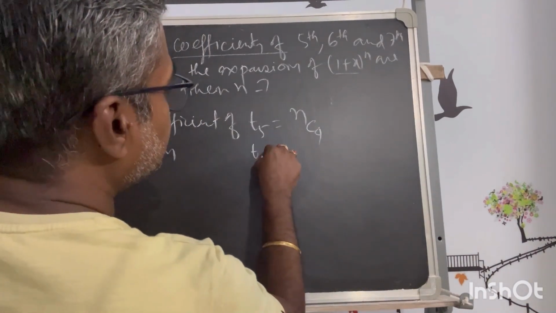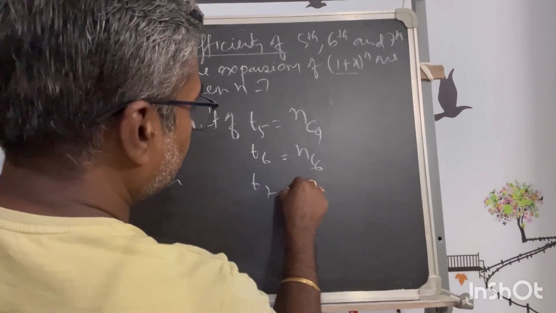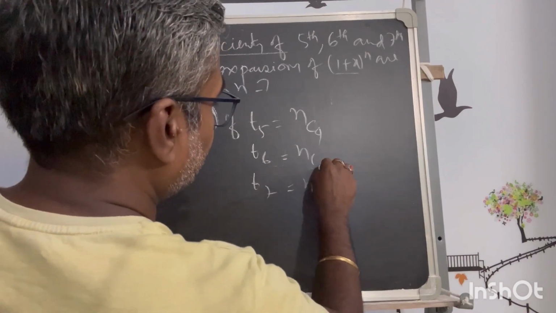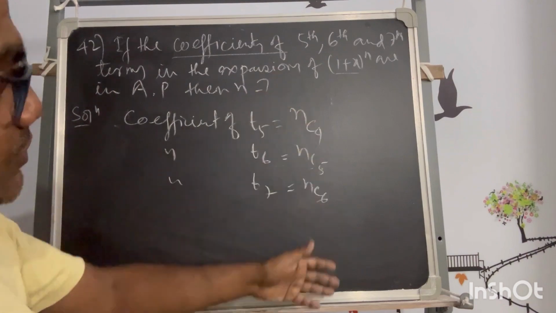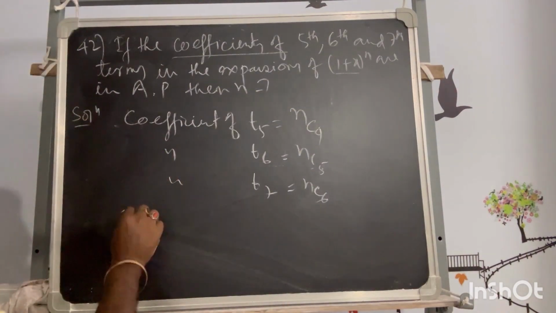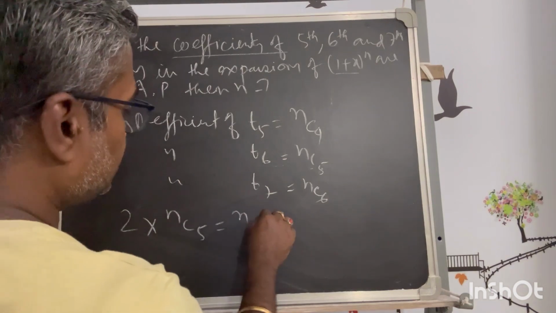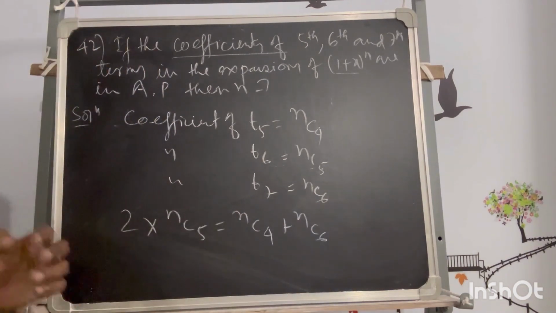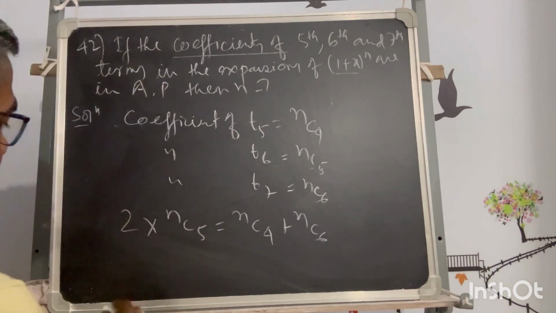Similarly, for T6 it will be NC6, and for T7 it will be NC5, and this will be NC6. So these are the three coefficients, and these are in AP. So 2 of NC5 is equal to NC4 plus NC6. Now you can solve it.